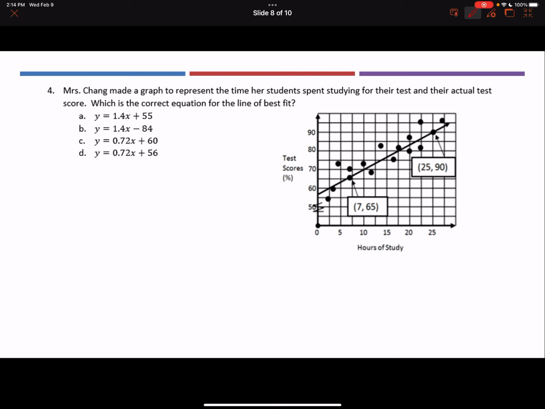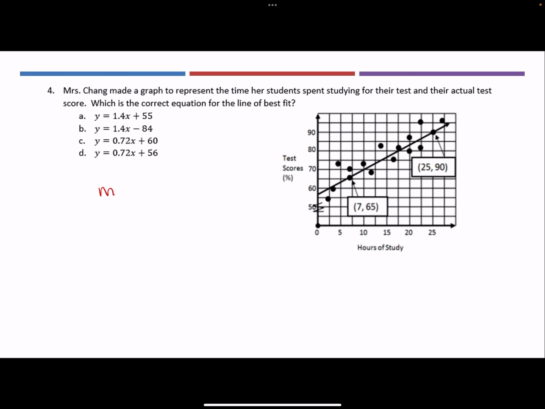All right, number 4. Mrs. Chang made a graph to represent the time her students spent studying for their tests and their actual test score. What's the correct equation for the line of best fit? So this is just like number 2 that we did a few minutes ago. The nice thing is that they give you the 2 points. You just have to write the equation.